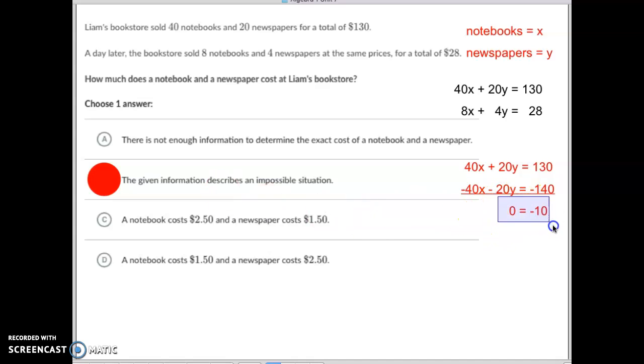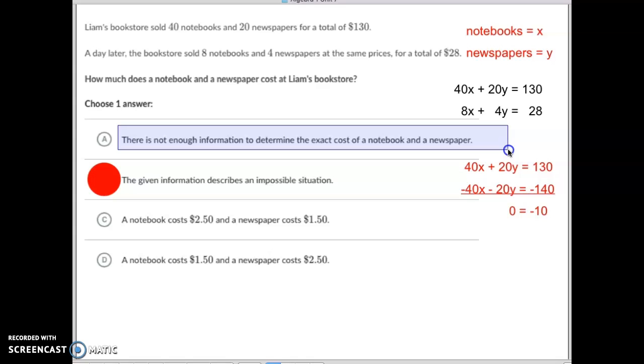Had this ended up being 0 equals 0, just so you understand the difference, if this had ended up being 0 equals 0, meaning both of these equations would have been the identical thing, then that answer would be there's not enough information to give an exact cost of the newspaper.